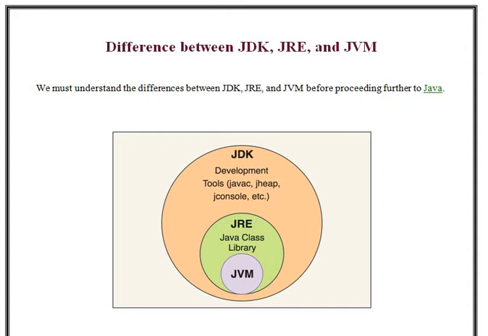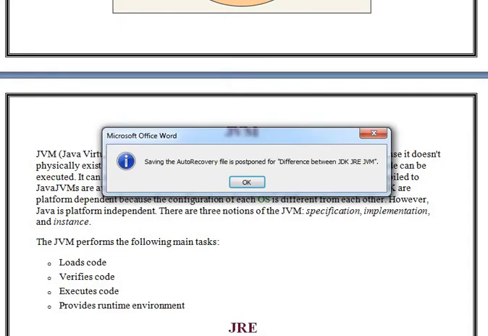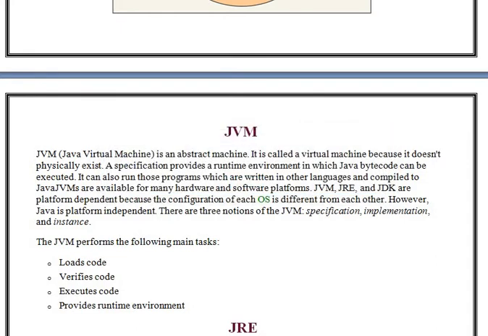Now we will learn some theory about it. JVM, Java Virtual Machine. Java Virtual Machine is an abstract machine. It is called a virtual machine because it does not physically exist. It is a specification that provides a runtime environment in which Java bytecode can be executed. It can also run programs which are written in other languages and compiled to Java bytecode. JVMs are available for many hardware and software platforms.